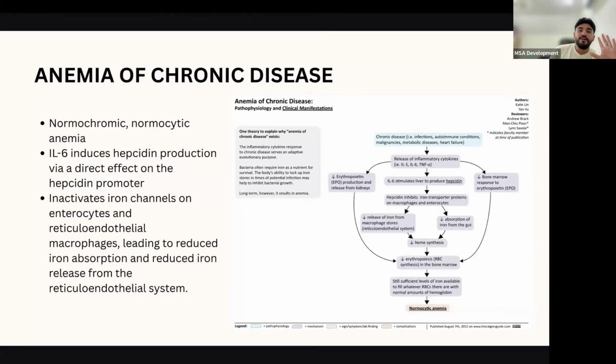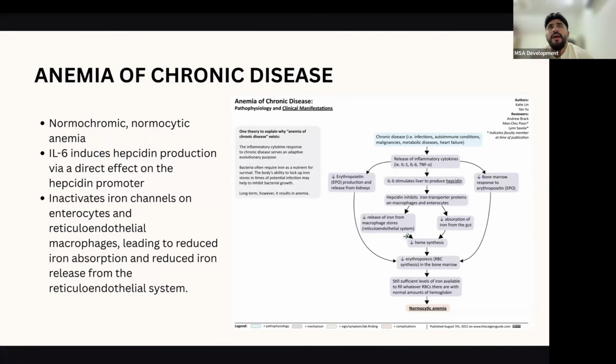So now let's start with the most high yield concept. It's going to show up in your step 1, it's going to show up in your step 2, it's going to show up in your 4th and 5th year. It's called anemia of chronic disease. Okay. Now, I want you to pay attention to this slide. It really explains it all. Okay. These are basically just some bullet points for your reference.